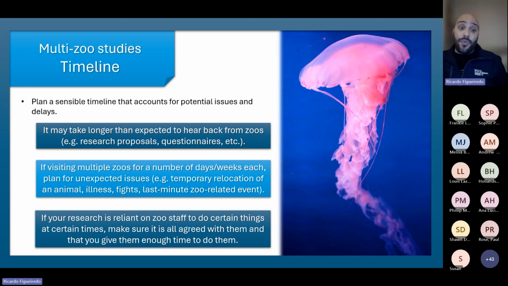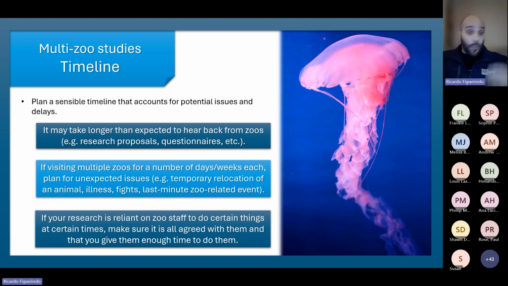And of course, if your research is reliant on zoo staff to do certain things at certain times, make sure, again, that you're transparent and clear and that you agree with them what they need to do, when they need to do it, and also, of course, that you give them enough time to do it. So again, liaise with the zoos, with the potential partners to plan a sensible timeline, make sure they are on board with the timeline, they understand and agree to it.